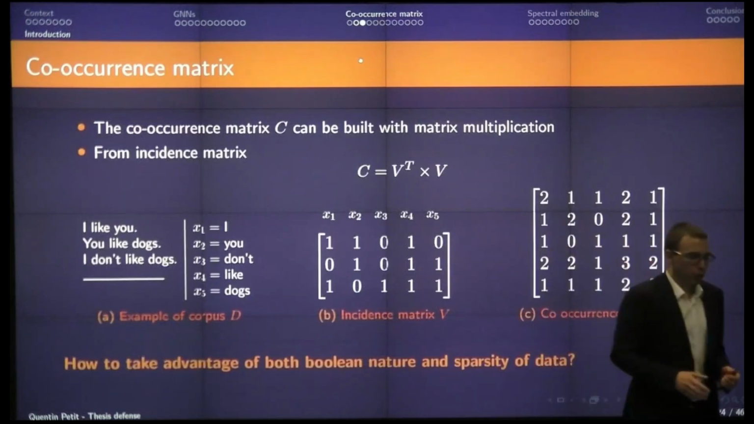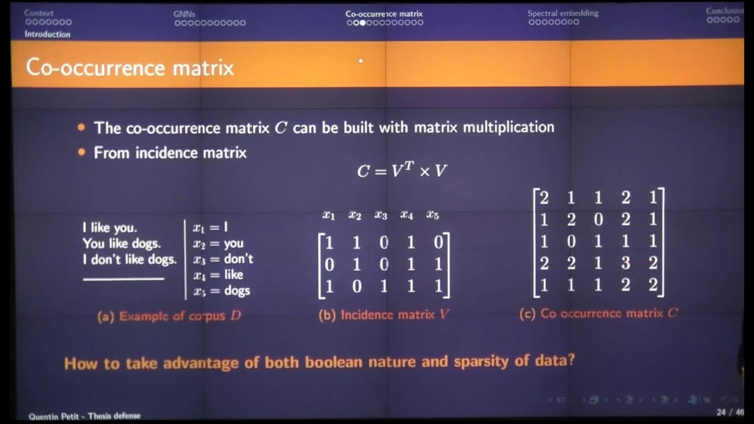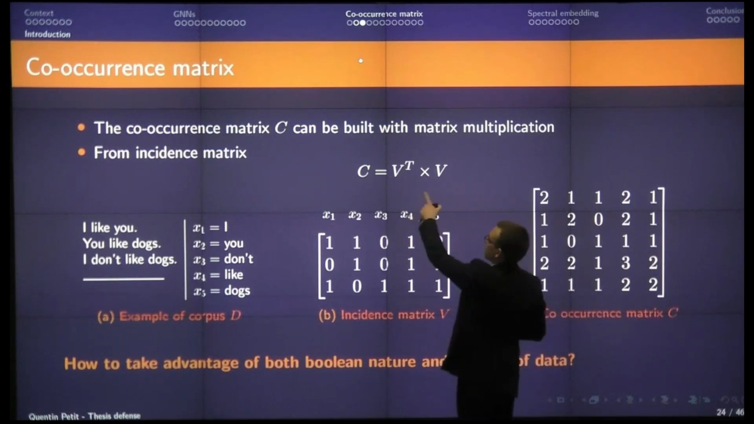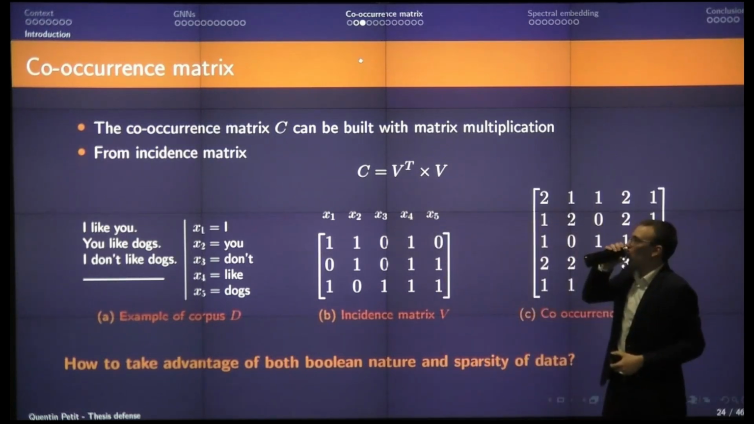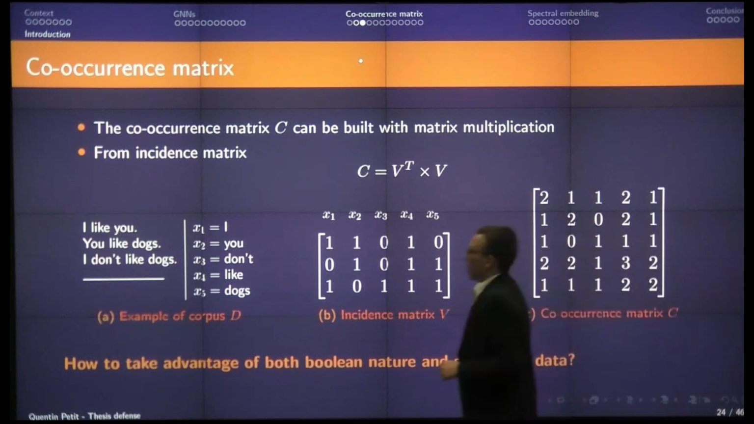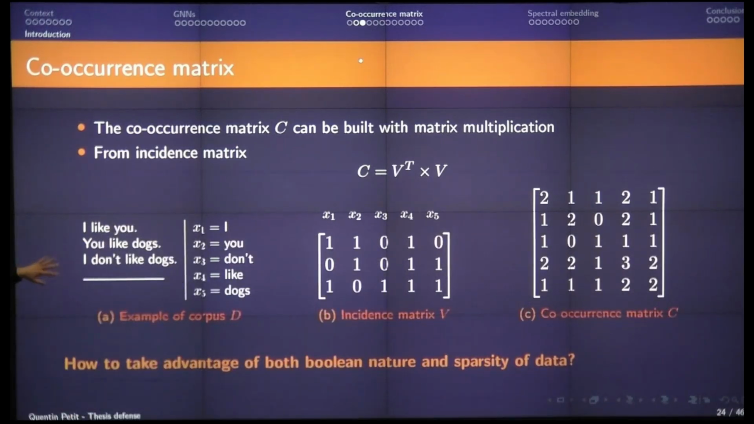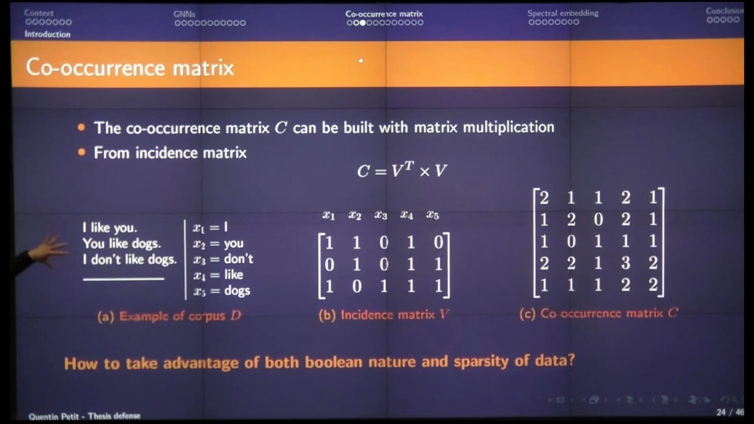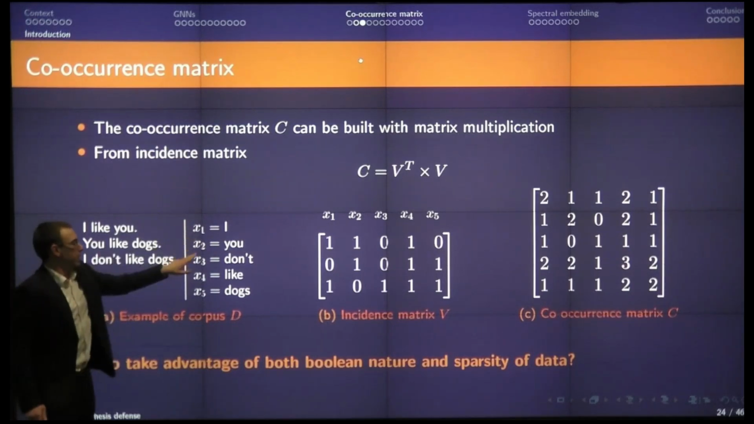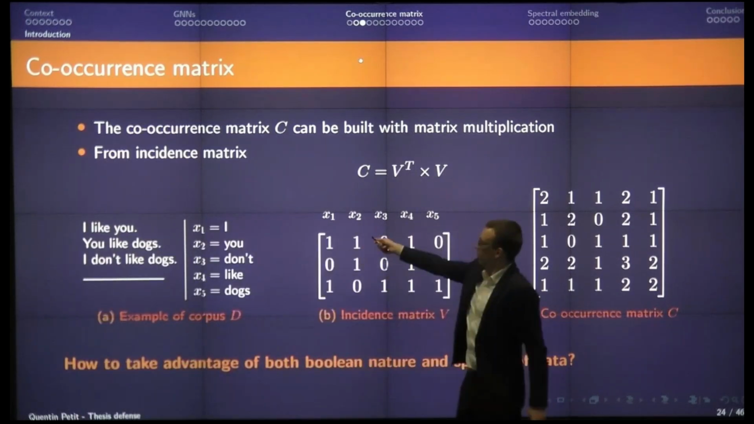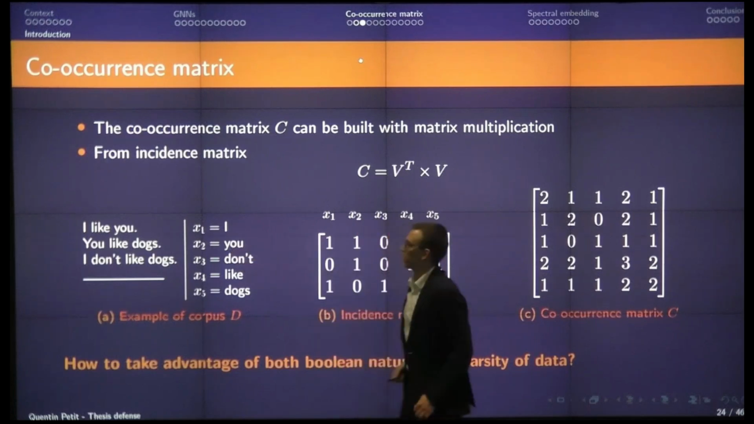So to create the co-occurrence matrix, it's possible to create it thanks to a multiplication between the transpose of the incidence matrix times the incidence matrix. I put an example here of a corpus. Here we have an example with 3 sentences and 5 different words inside our dictionary. The idea is that we will associate an index with each word here, and we will create a representation of each sentence of the dataset as a vector where we add 1 when the word is inside the sentence.